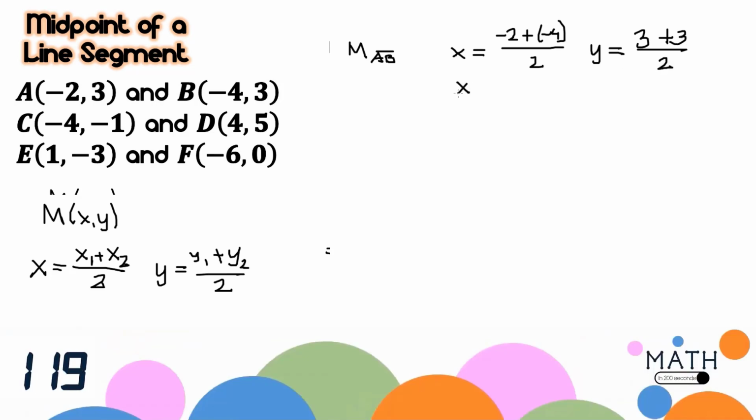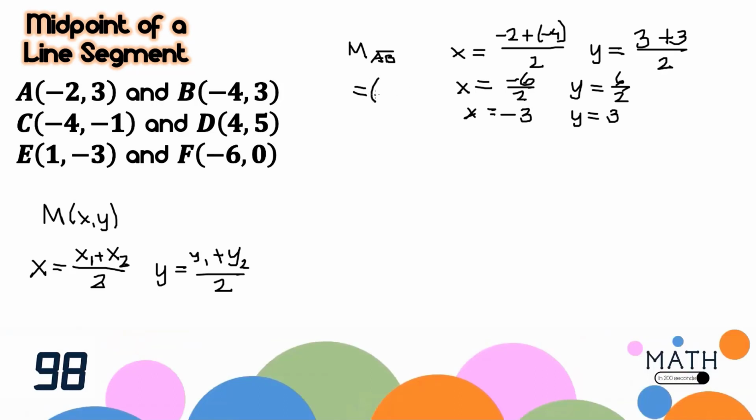So you will have here x, which results from negative 6 over 2. That's actually negative 3. And for this side here, you will have 6 over 2. So your y is equal to 3. Therefore, the midpoint of the line segment AB connecting the points A and B is the point negative 3, 3.